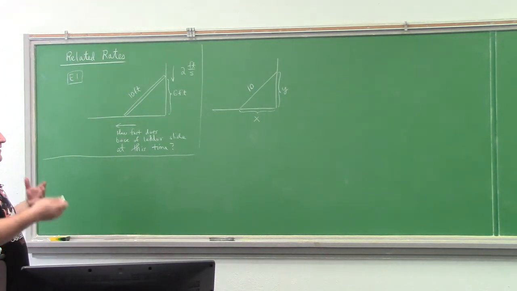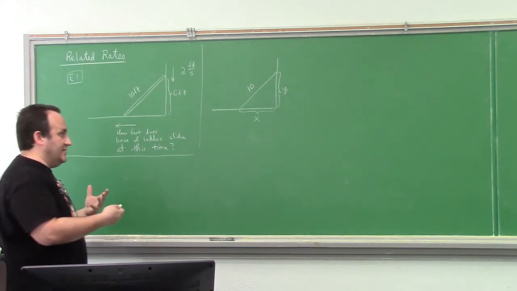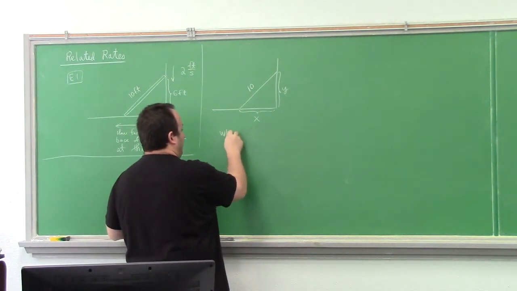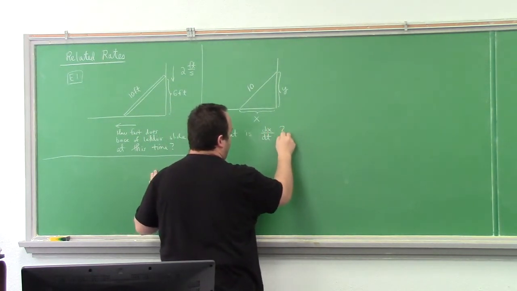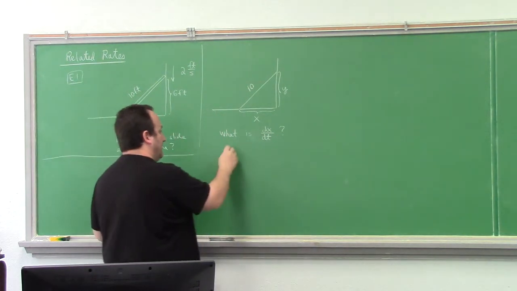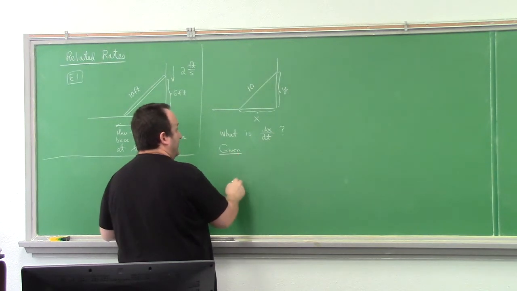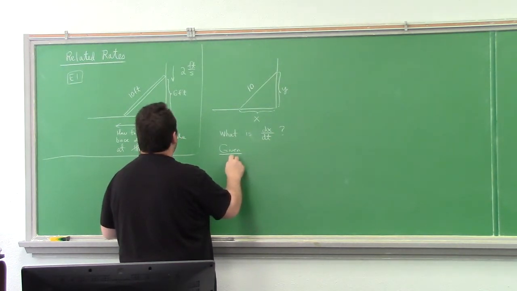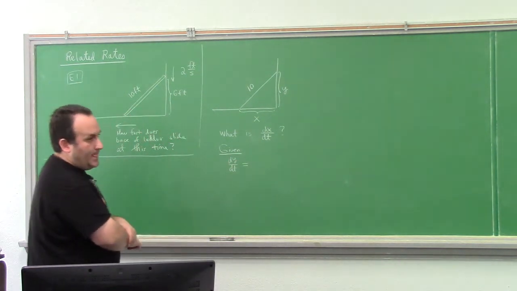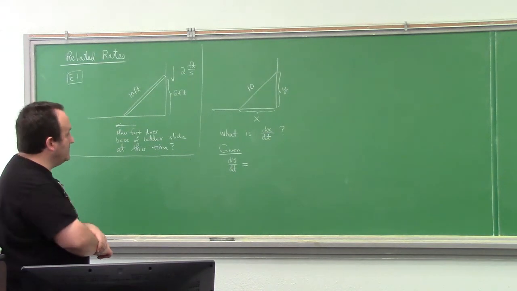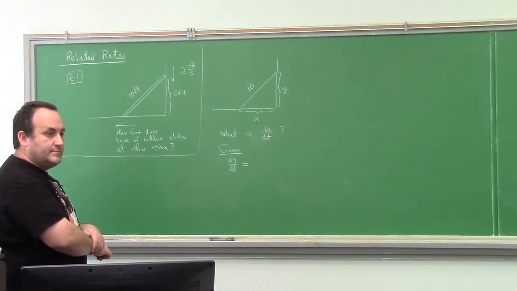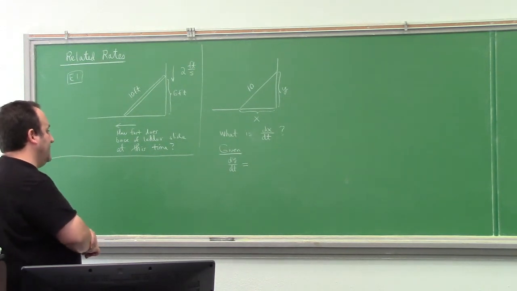With that labeling, what I'm after is dx dt, the rate of change of x. The question becomes, what is dx dt? Because that's the instantaneous rate of change of x with respect to time. What are we given? What's dy dt equal to? Two feet per second.